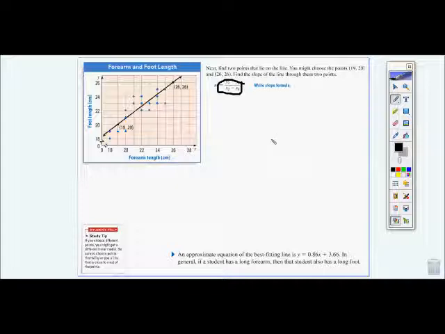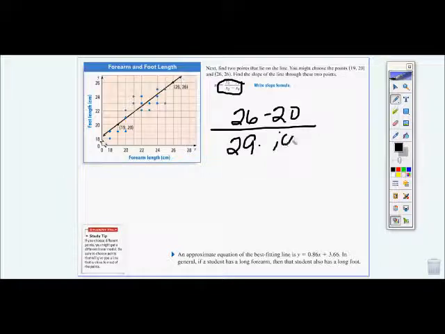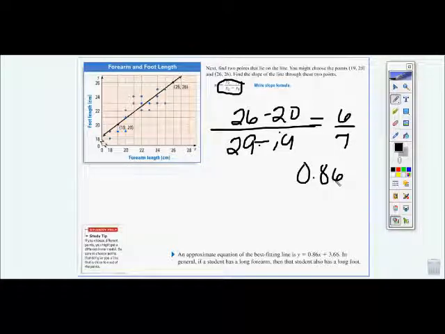And so when we do that, we can look at any 2 points. So they used 19 and 20 and 26 and 26. And we're going to go ahead and find the slope of that line. So the slope of that line then would be 26 minus 20 over 26 minus 19. And that's going to equal 6/7. And again, when we're dealing with data, we could say that's a change of 0.86.